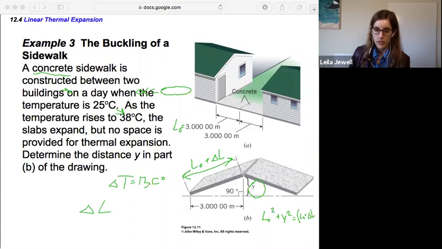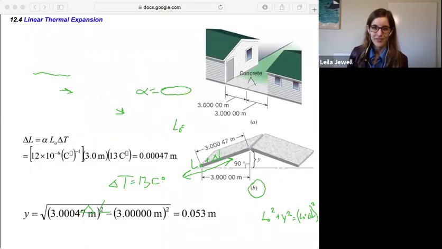I'm running out of room here. Just fit that in. So this is something we could solve for y, right? Subtract L0 squared to the other side, take the square root, and we'll be in good shape. So let's take a look at our solution here. And I'll get my annotations out of the way.